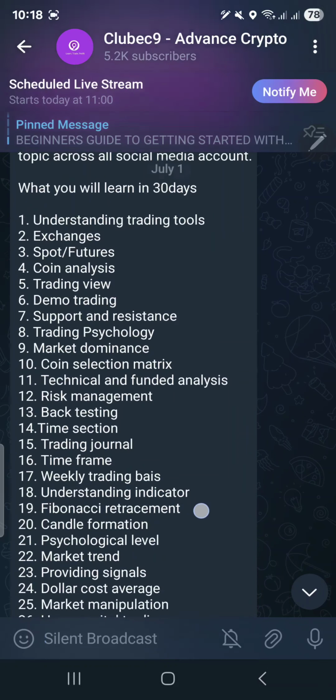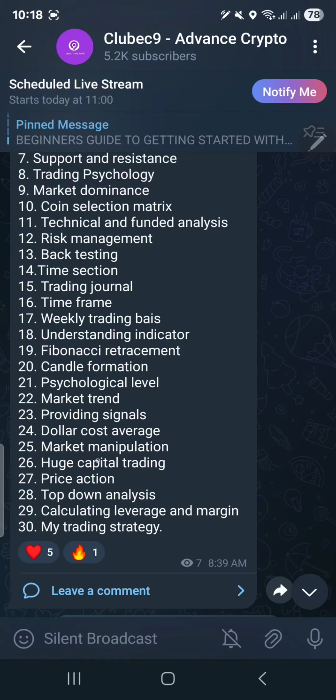Then we have number 25, market manipulation. When you're trading, you need a stop loss if you're a futures trader. But if you're a spot trader, the only thing you need is to be patient. So if you're trading futures, you need to understand market manipulation. You need to always set your stop loss. Anything can happen. You can't be too perfect to avoid losses.